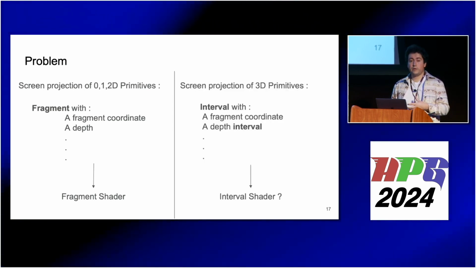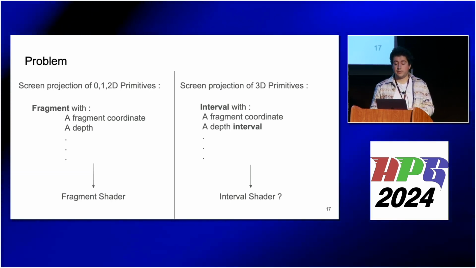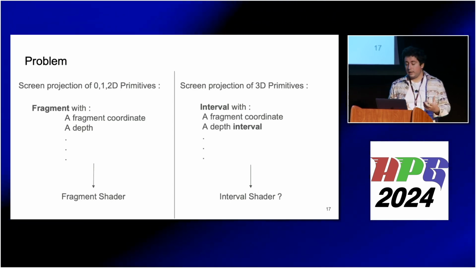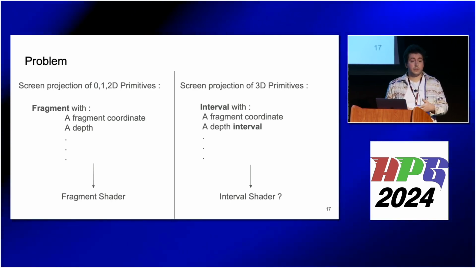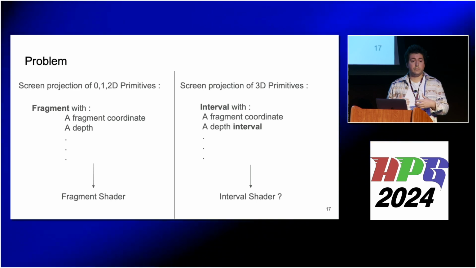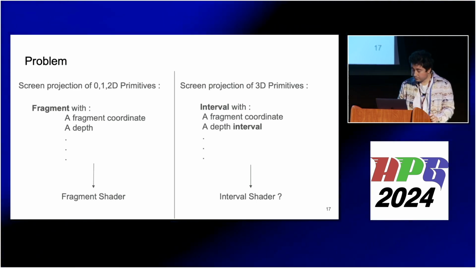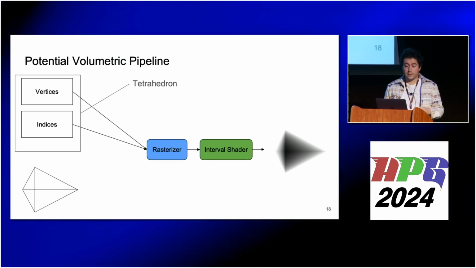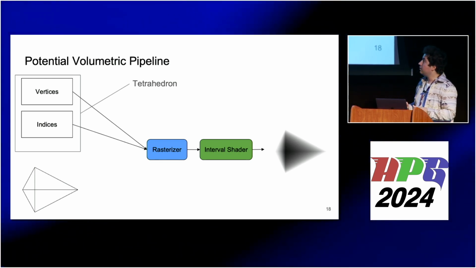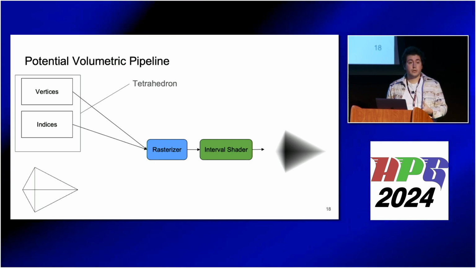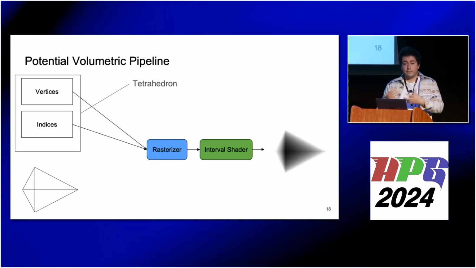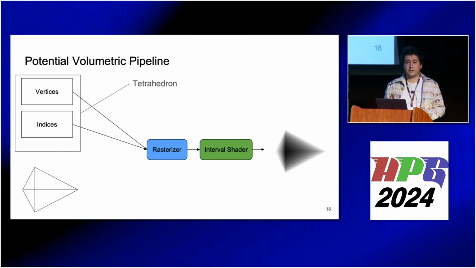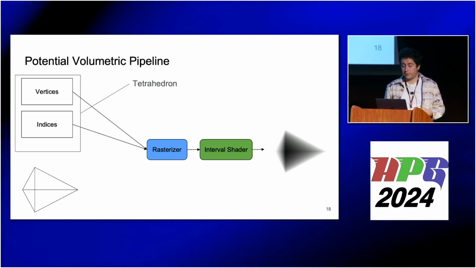In comparison, if we were to do the same kind of operation on 3D primitives, it would create an interval because we have both a front and back face, with still a single fragment coordinate, but two depths basically, and then pairs of attributes after that. And if we were to dream about this ideal volumetric pipeline, it would take as an input tetrahedra with vertices and indices as we do typically for surfaces. These tetrahedra would be sent to the rasterizer, and then all of that would be solved by an interval shader that would replace the fragment shader.